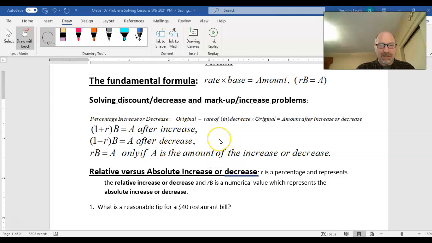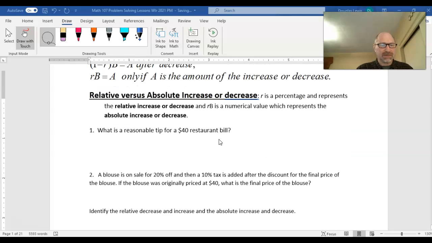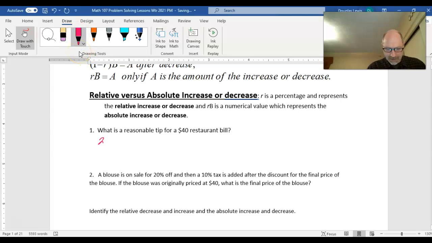So here we go. First of all, let's talk about this. What is a reasonable tip for a $40 restaurant bill? This is pretty open to you. Most people tip reasonably. People try to tip around 20%, so about a 20% tip, and you take 20% of the bill. One way to do that is to take 20%, which is 0.2. You always change the percent to a decimal or fraction form.